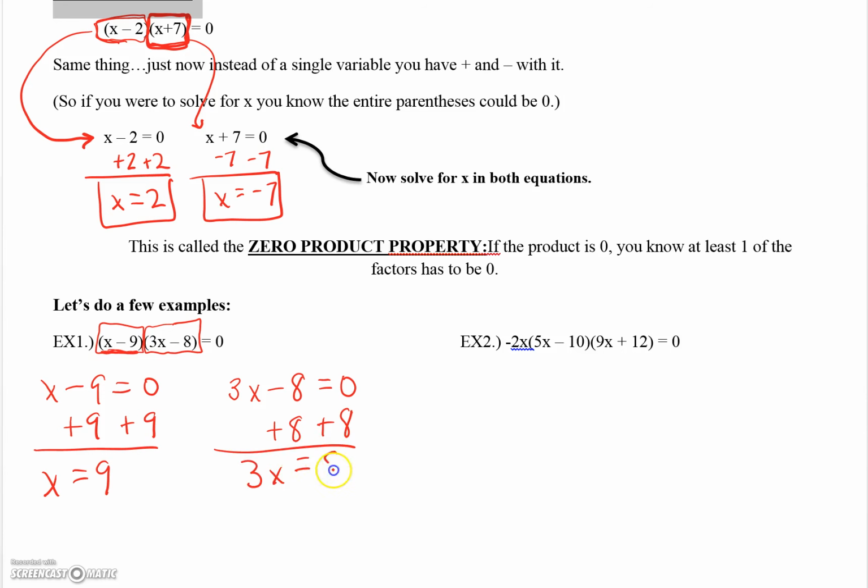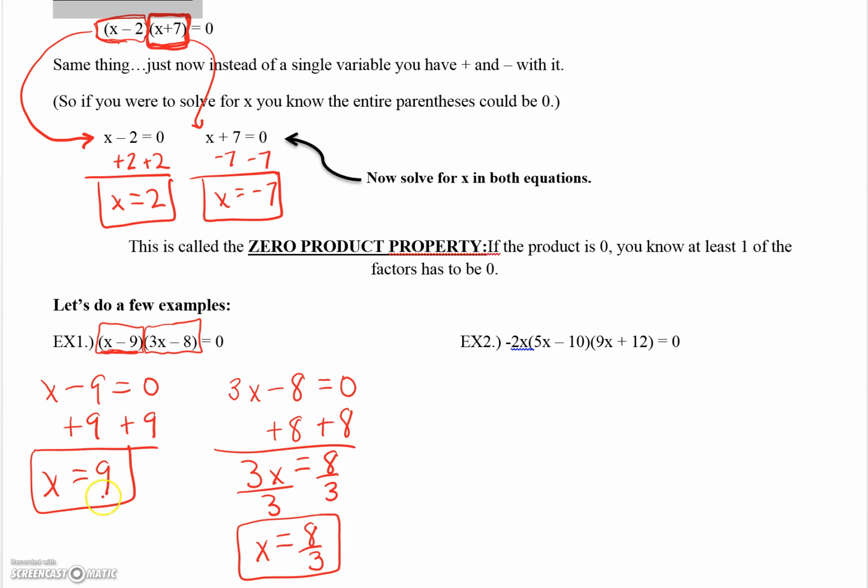Add 8 to both sides. Divide by 3. So I get x is equal to 8/3. So again, I'm going to have two answers here for x. The difference between what you were doing with factoring and what we're doing now is that now we have this equal sign here, which tells us to actually go to the next step and solve for what x is.